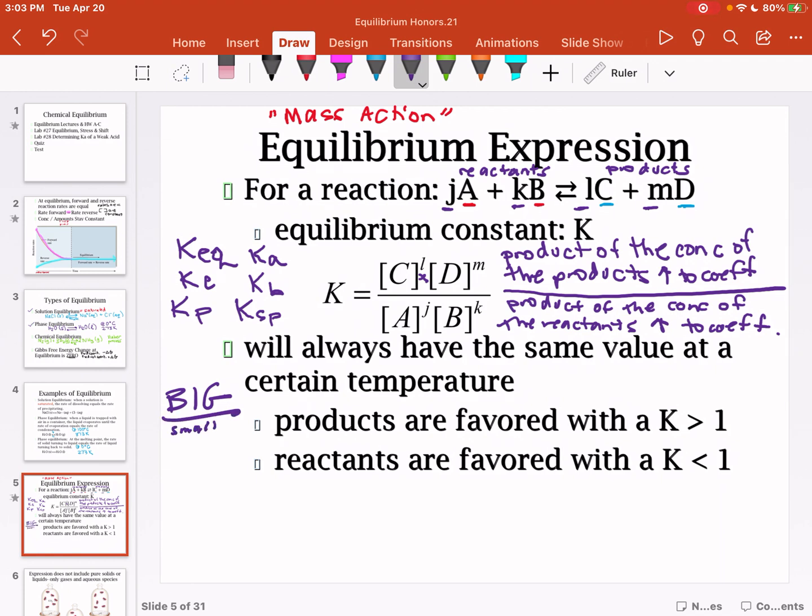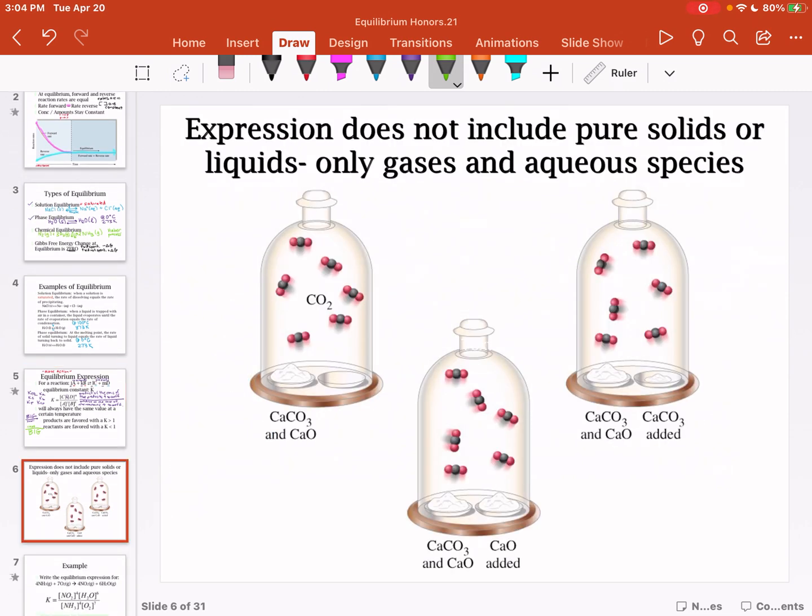And that would make sense. I get that K is greater than 1. Whereas if my reactants are favored, I have a small value for products and a big value for reactants, and so that would give rise to an equilibrium constant expression of less than 1. So now let's expand even further.